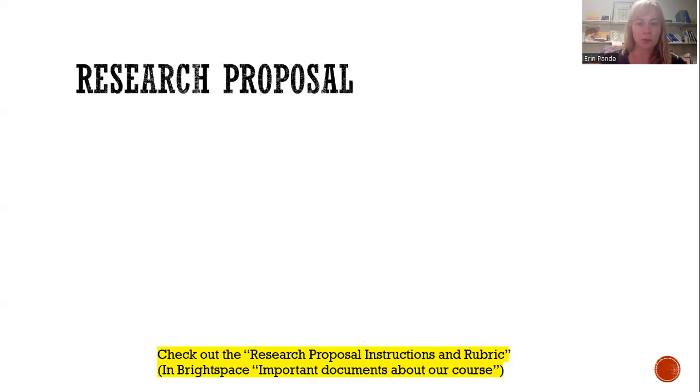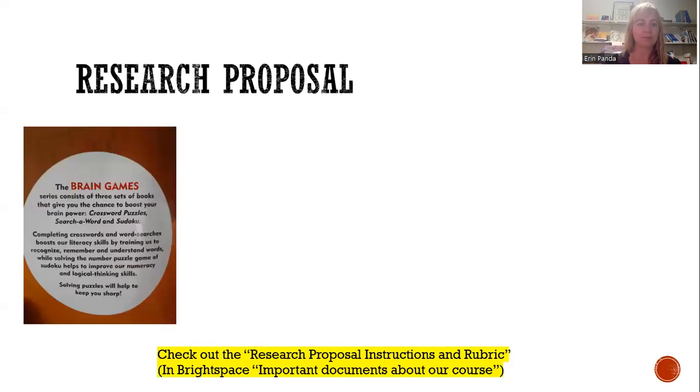The research proposal we're going to talk about in more detail in weeks to come. You can also read about what's required, and there's a rubric there. There's some previous examples from previous students, some ideas. All of this is in Brightspace, so check it out. But just briefly, here is what the research proposal is and how it will work.